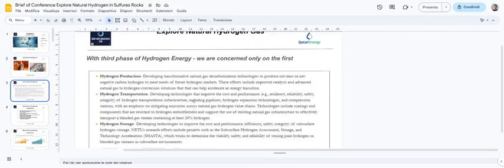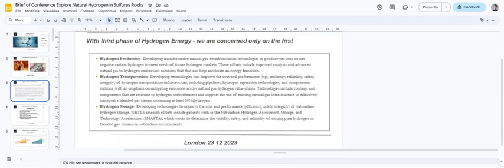So when we are talking about hydrogen energy, we are concerned with three different steps, but the company is only involved in the first step: hydrogen production, developing transformation natural gas decarbonization technology to produce net zero or net negative carbon hydrogen to meet the needs of future hydrogen markets.